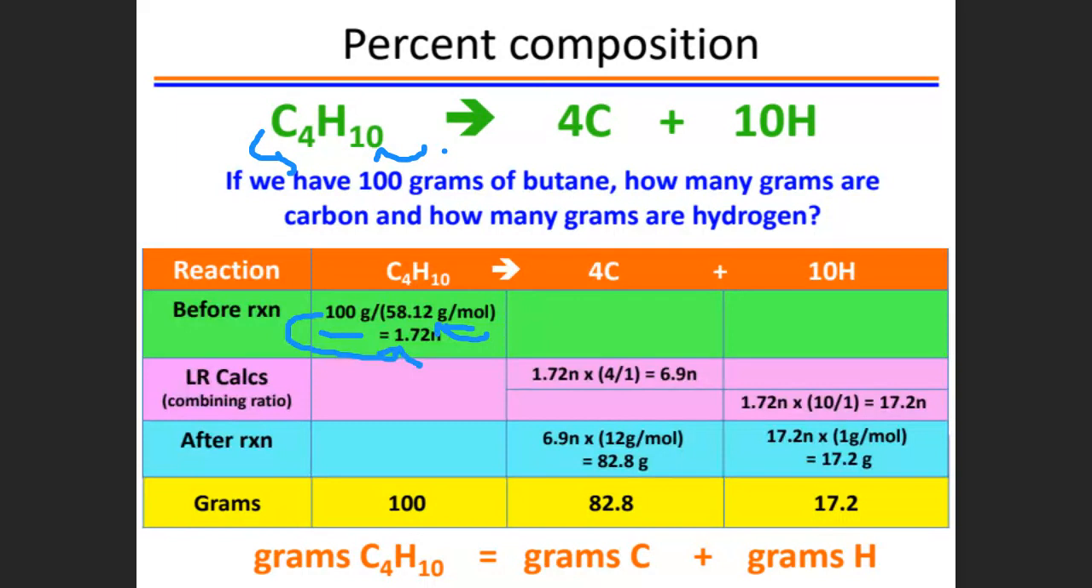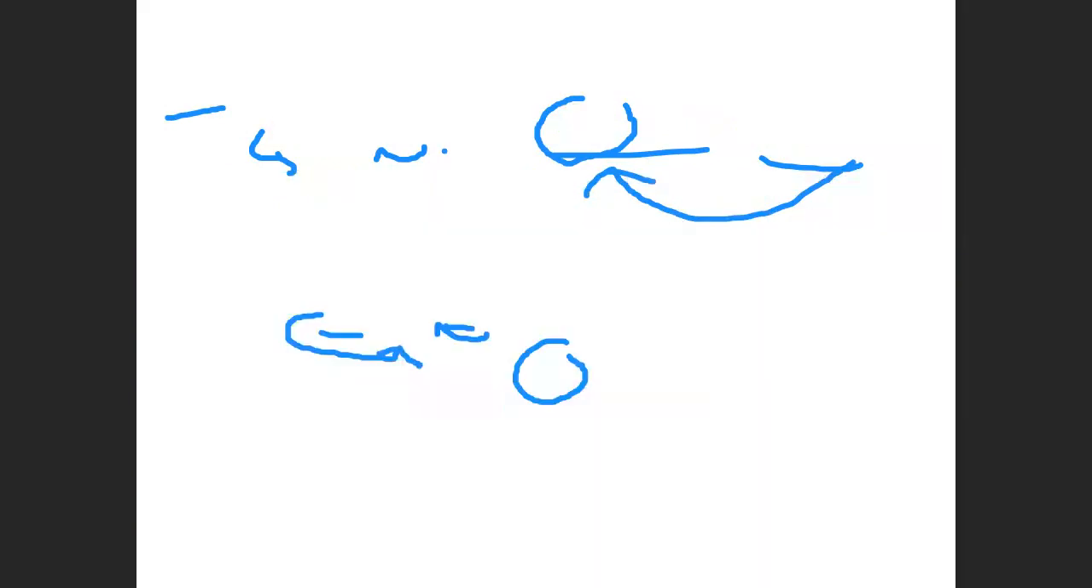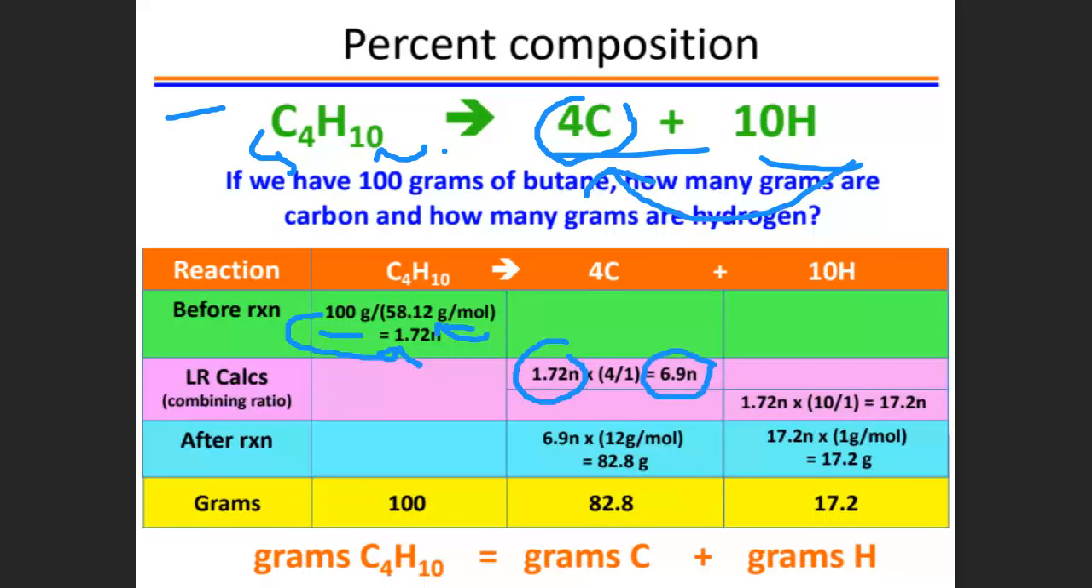So when they have gram to mole, we have 1.72 mole of butane. And from the balanced reaction, we know that we have 4 mole carbon and 10 mole hydrogen. Got it? So that's why they compare the ratio here, the existing ratio before we start the chemical reaction, and the mole ratio from the balancing of the reaction of carbon and butane. This is 4:1, correct?